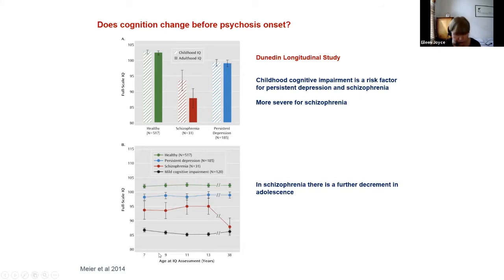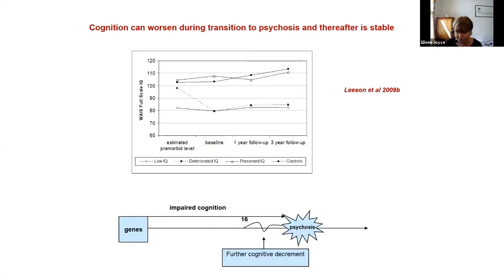And this just shows the time course of their study, looking at children at 7, 9, 11 and 13 and in adulthood. And if you can see here at schizophrenia, the children who were going to go on to get schizophrenia had lower IQ from the age of 7, but something also happens during adolescence after the age of 13 to cause a further decrement during adolescence.